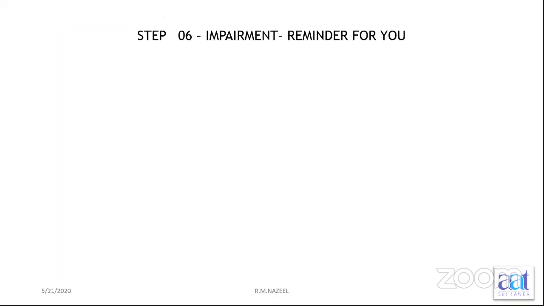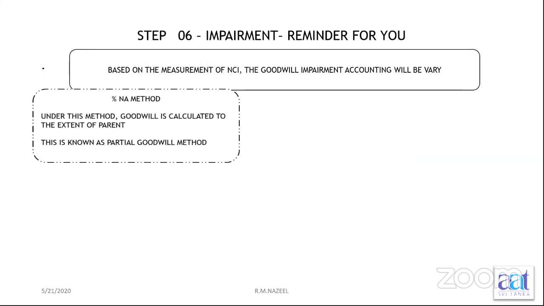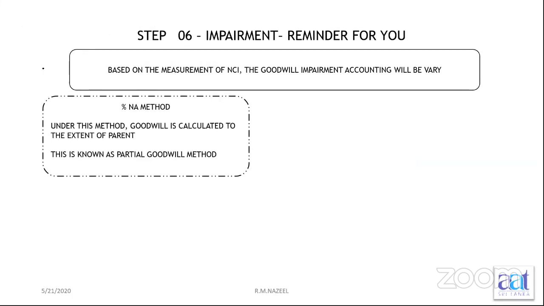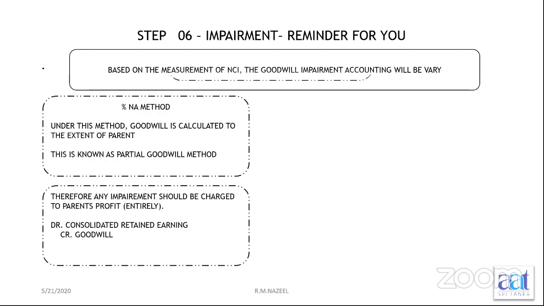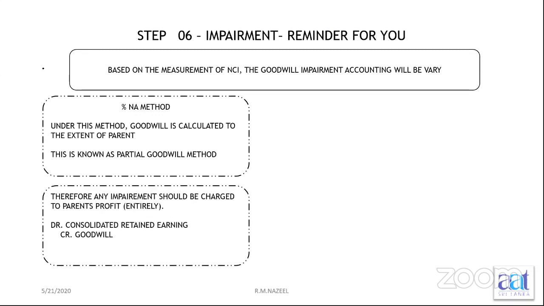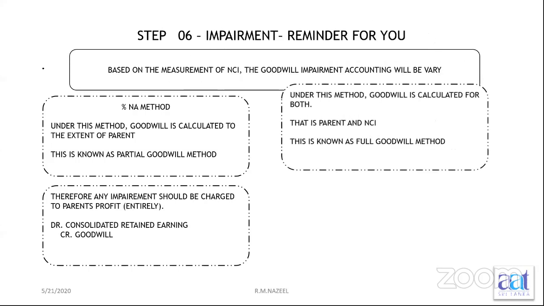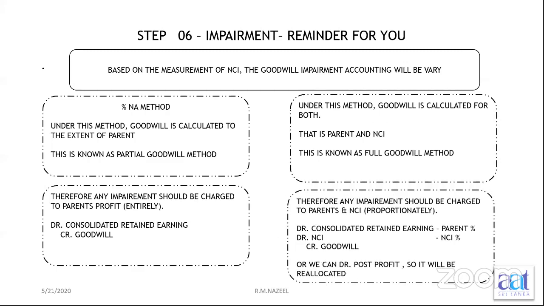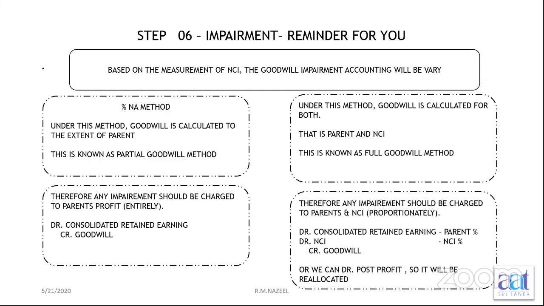As a summary, I want to remind you again: based on the NCI, goodwill impairment will vary. If it is the percentage net asset method, this is the double entry: consolidated retained earnings debit, goodwill credit. Why? Parent's portion. But under the fair value method, you need to debit the parent portion, debit the NCI portion, and credit the goodwill total, not the portion. So under the fair value method, you need to prorate. You can charge to their accounts directly, or you can charge to post profit directly. That is the easiest method.